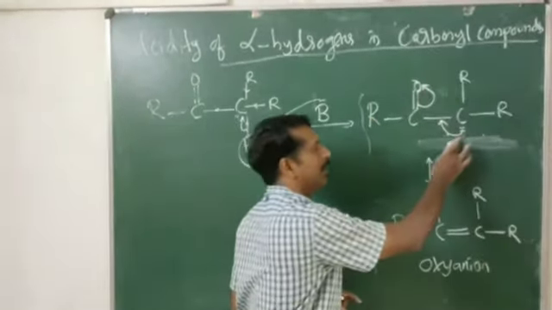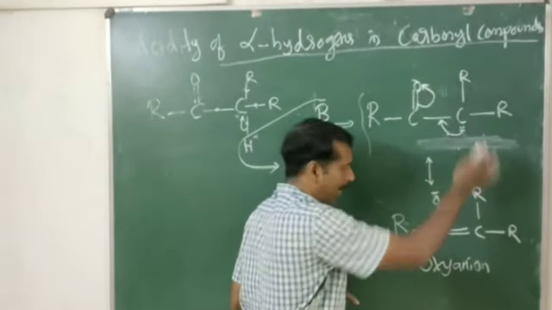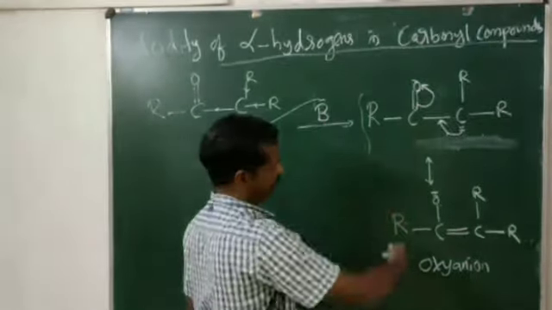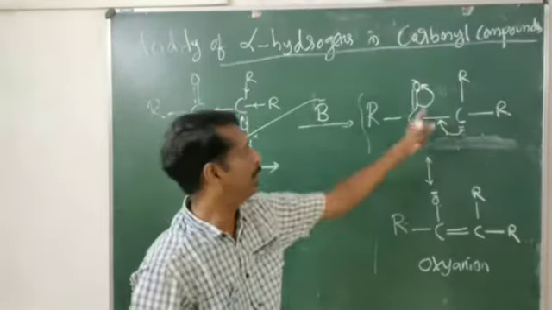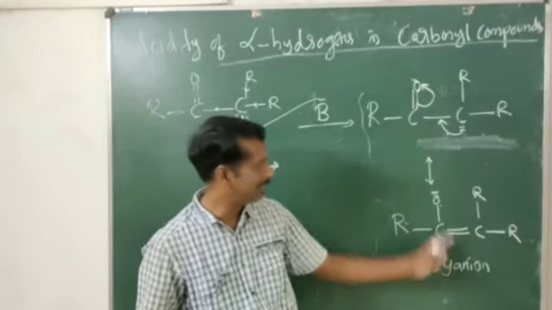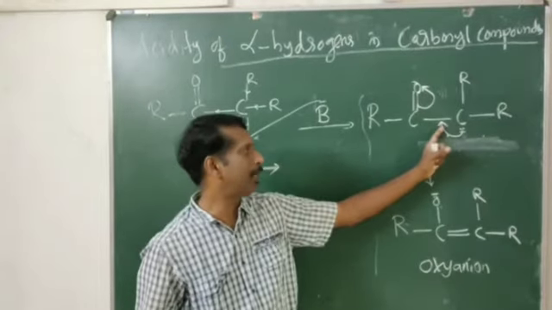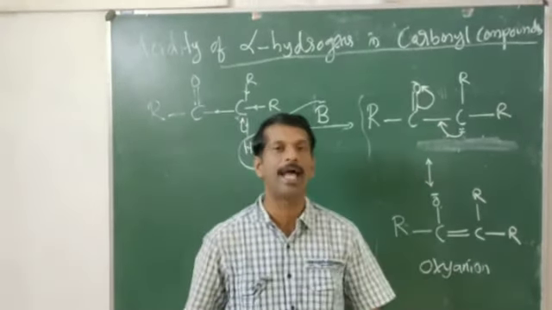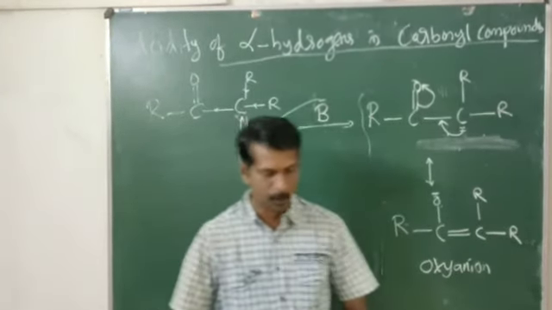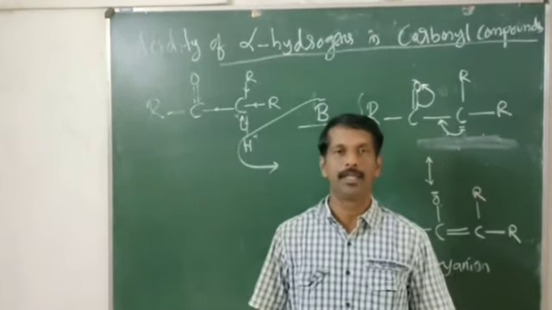Actually, the enolate ion has two structures. This is the carbanion structure, and this is the oxyanion structure. This is the enolate ion, and it can be stabilized by resonance. These are the two resonance structures of enolate ion: one is the carbanion structure, and the other is the oxyanion structure. So enolate ion has two resonance structures. This point is very important. Okay, and thank you. We will continue in the next class.